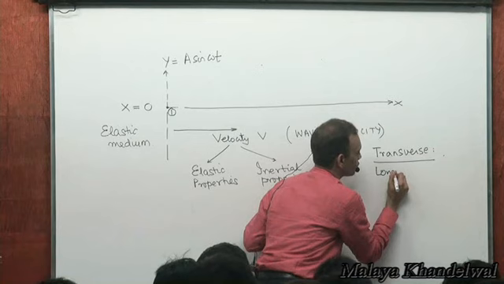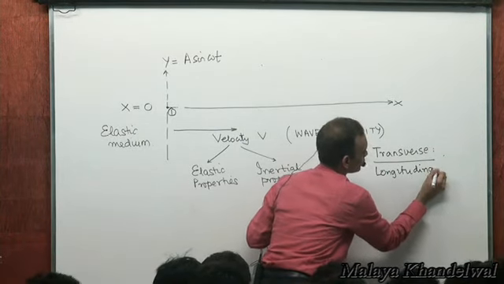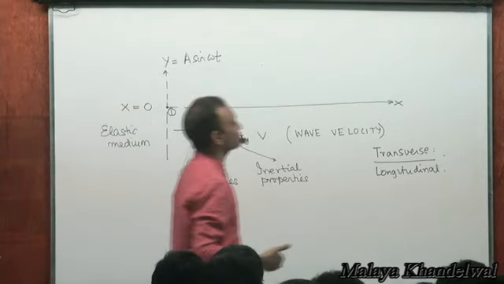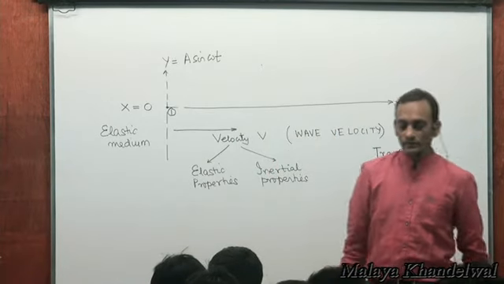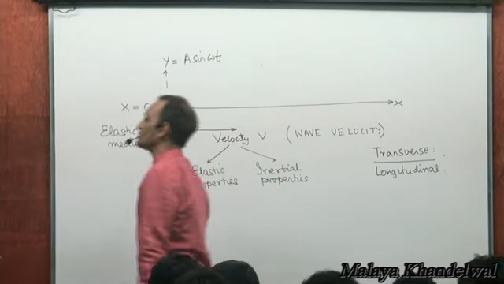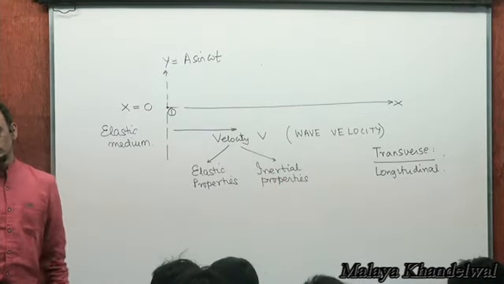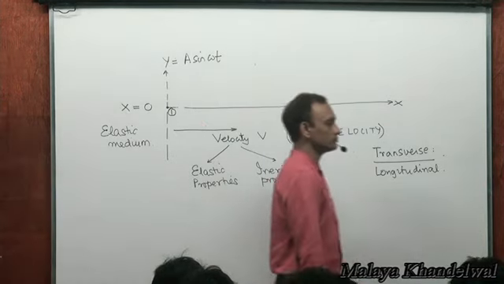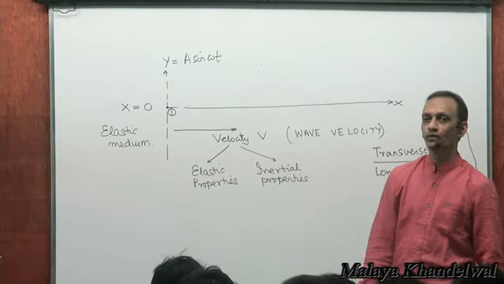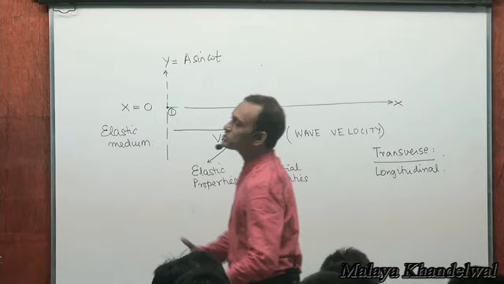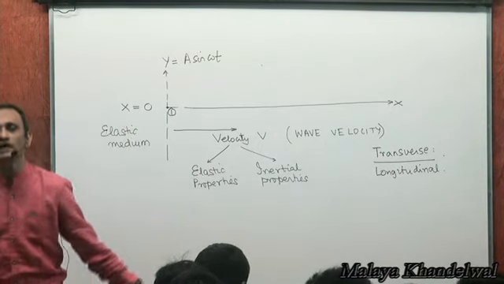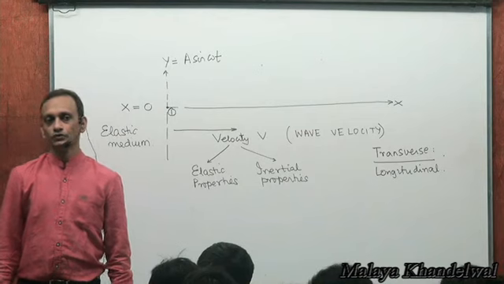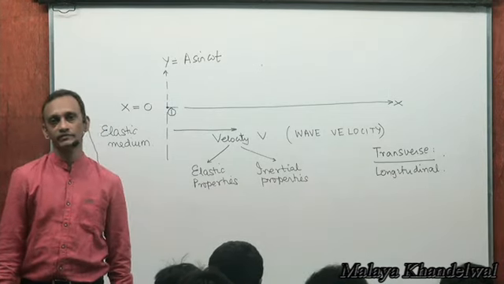Write down. If the motion of particles is parallel to the direction of wave propagation, then the disturbance is referred to as a longitudinal wave.